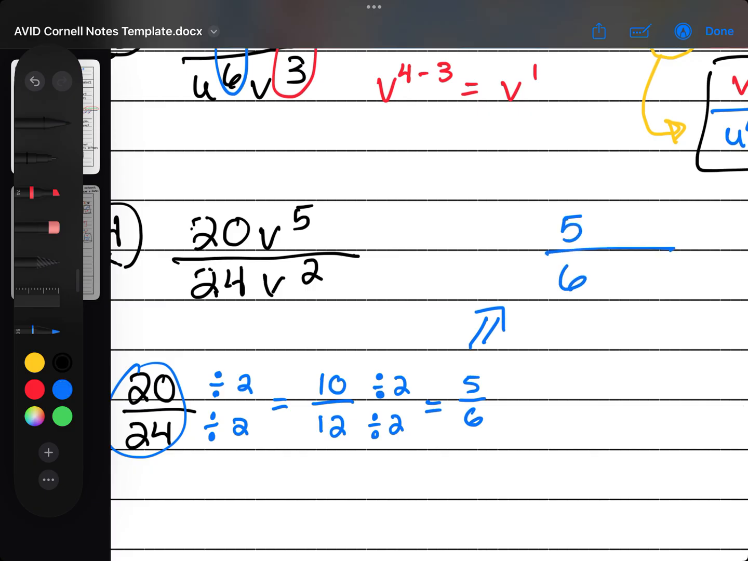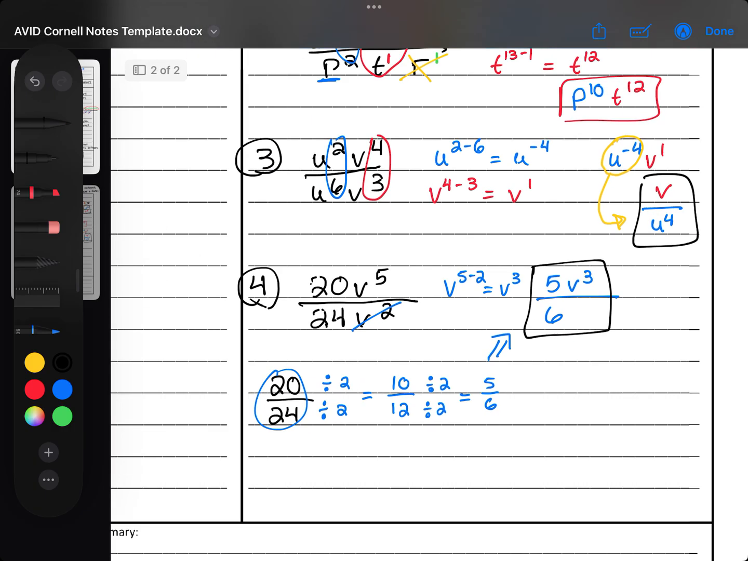Now we just had to figure out the v's. So it's going to be v to the 5 minus 2. The bottom's gone because you subtracted the 2, so that means it's v to the third left on top. So your final answer is 5v to the third over 6.